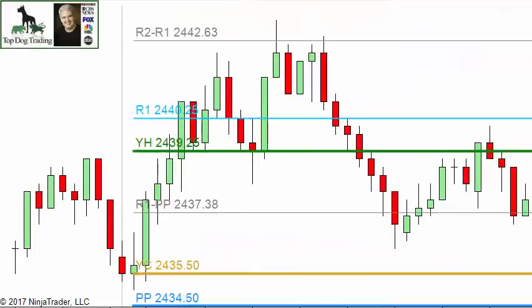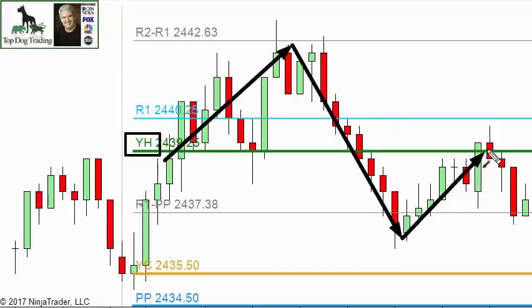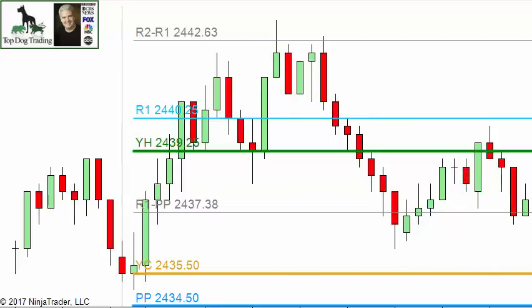Now here's another example, and in this one it's a little worse. The last one wasn't too bad. This one's not too good. So we get above yesterday's high, and then we come right back down. This one didn't last long at all. So that was just pretty disastrous.